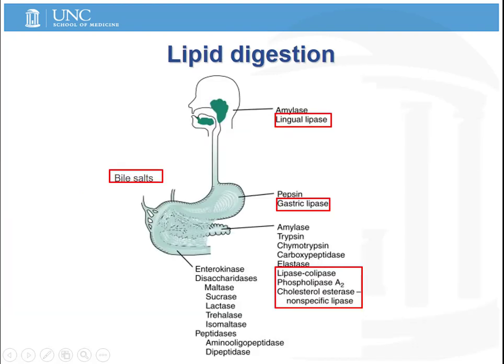Now let's look at the enzymes that digest lipids and their locations in the GI tract. So lingual lipase digests some lipid in the mouth, but this is a minimal contribution to overall lipid digestion. There's also some contribution by the gastric lipase secreted by the chief cells in the stomach, and the stomach also contributes to the emulsification process by breaking apart large lipid globules into smaller droplets.